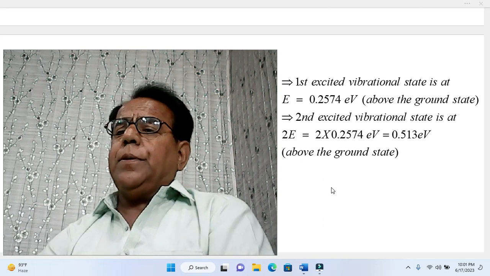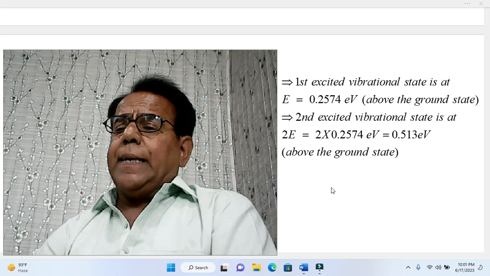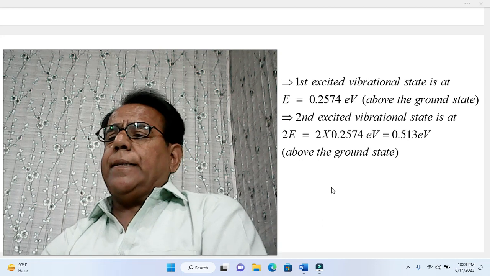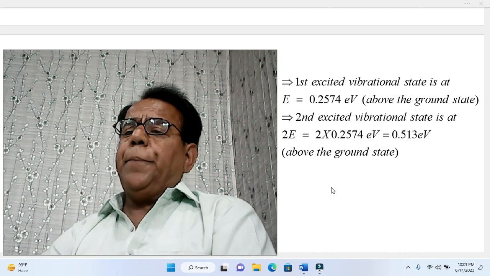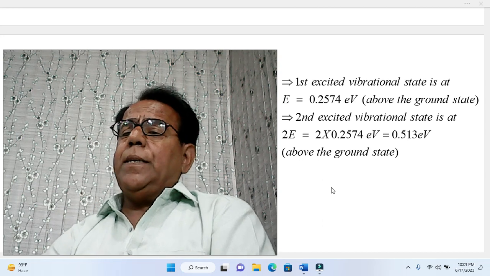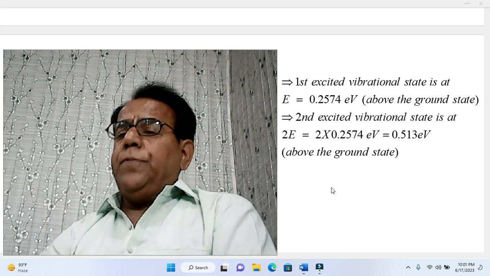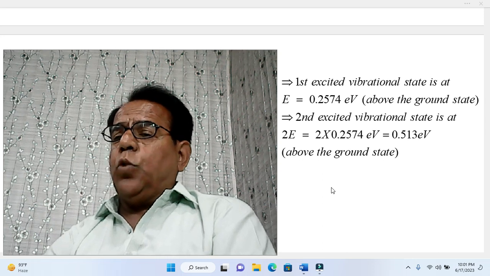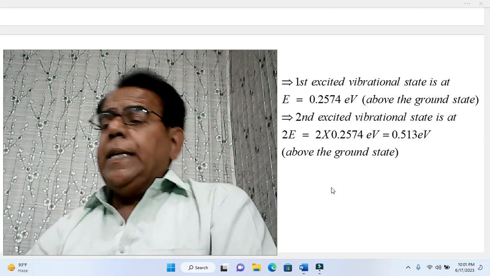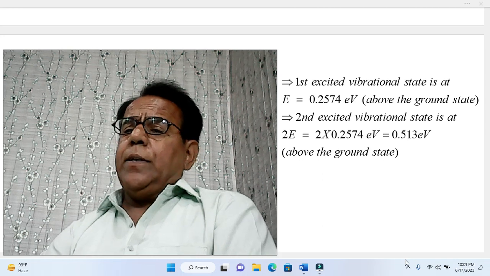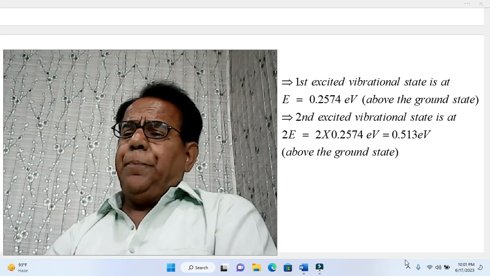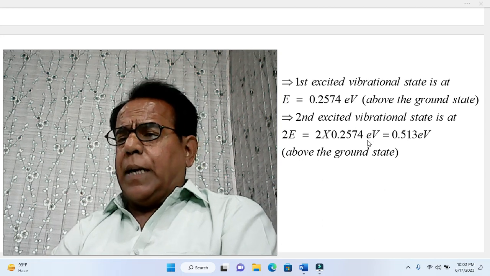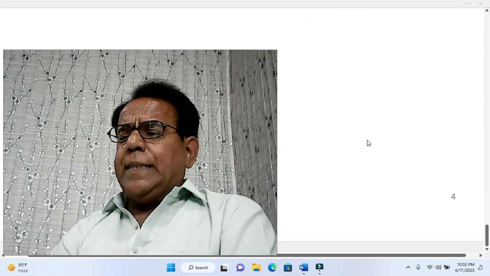This also implies that the second excited vibrational state is at 2E. The second state will be E multiplied by 2, which becomes equal to 0.513 electron volt above the ground state, because in the statement we are required to have our answer in comparison with the ground state. So these two values are our answer. Moreover, this is the end of our problem.